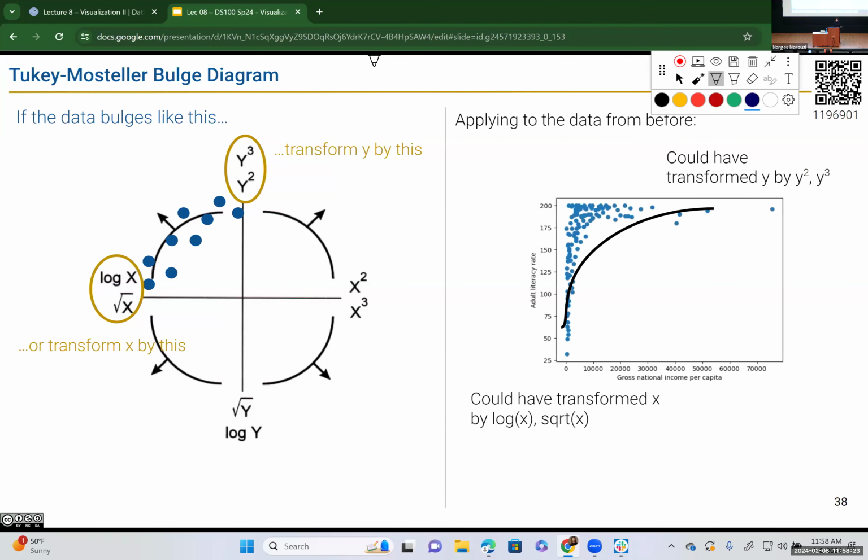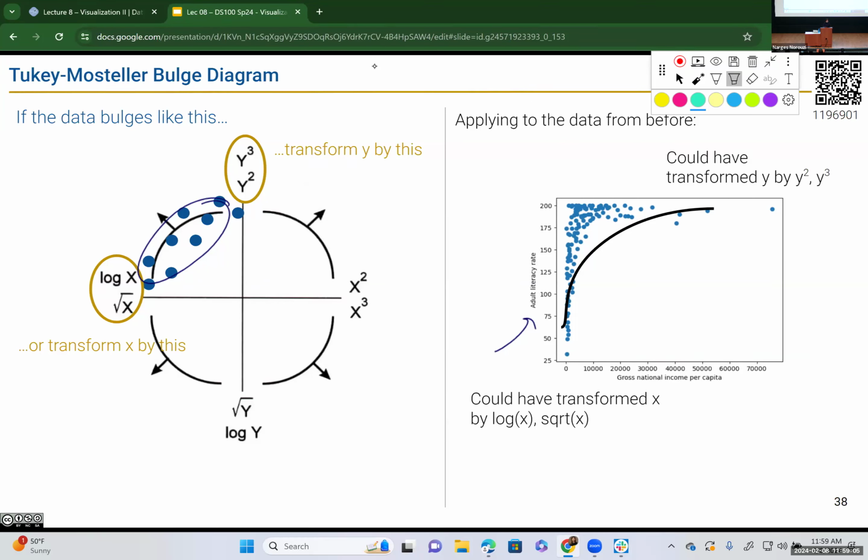So let's take a look at what happened with the example that I had. Remember that this was my data, right? If I'm generally looking at the trend of my data, this is how it was shaped, and it is kind of similar to the upper left area of this Tukey muscular bulge diagram. You can see the transformations suggest that I can do a Y transformation or an X transformation. You can do only one or you can choose to do both.